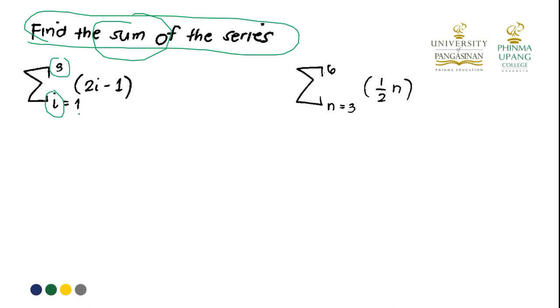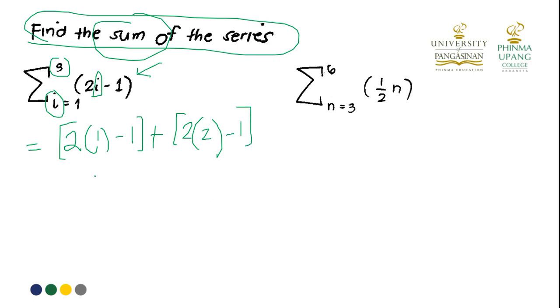So, all you need to do is to substitute the value of your index, 1 to 3, in our given formula, which is 2i minus 1. So, meron tayong i dyan, papalitan lang natin siya ng 1, 2, at 3. Then, i-add natin ng tatlong term yan. So, 2 times 1 minus 1. Plus, another 2 times 2 minus 1. Tapos, magpa-plus ulit ng 2 times 3 minus 1.